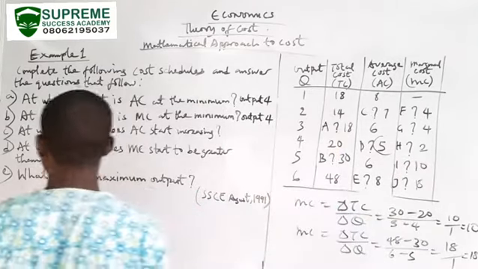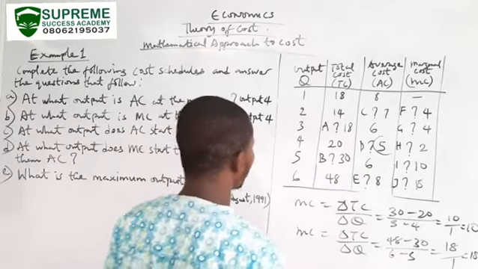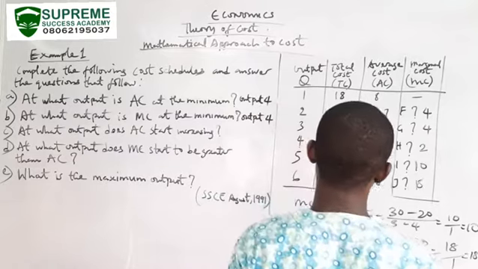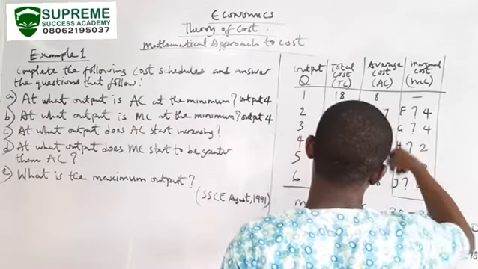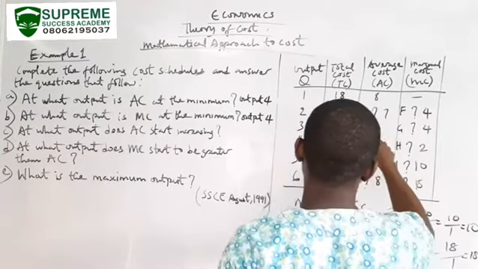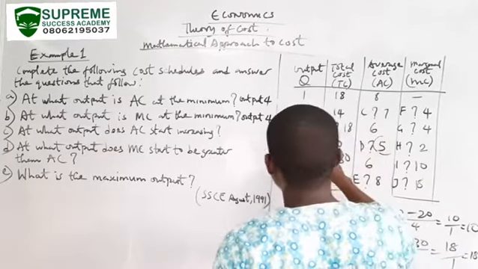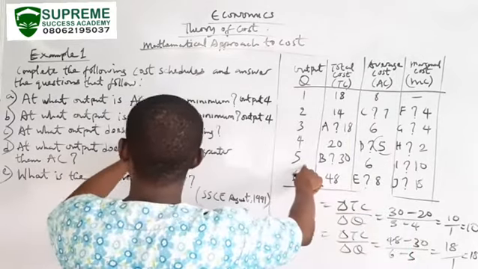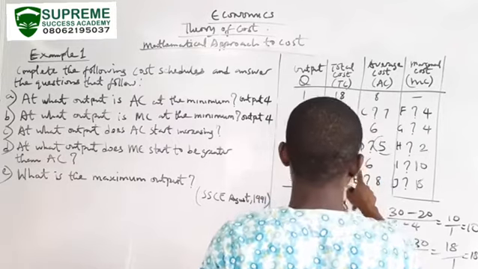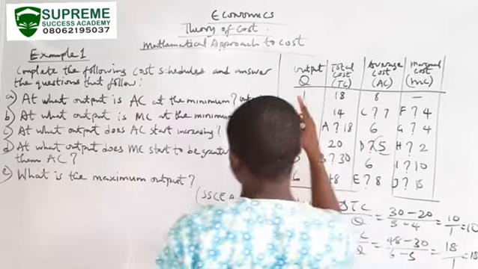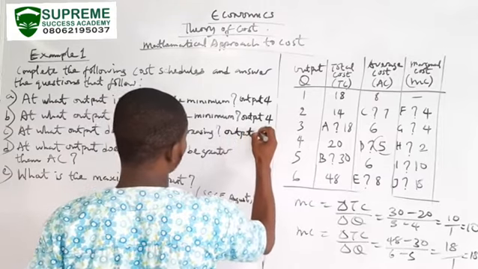And the next one is, at what output does AC start increasing? You realize that the first one is 8, the second one is 6, the next one is 5. At what output does AC start increasing? Average cost starts increasing at output 5.